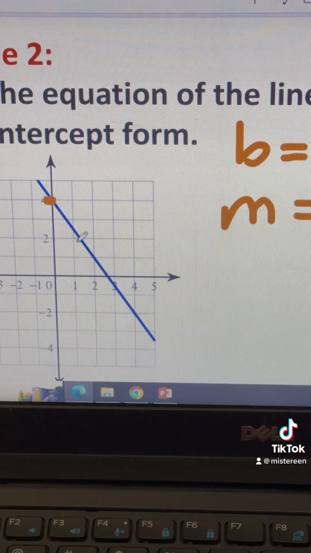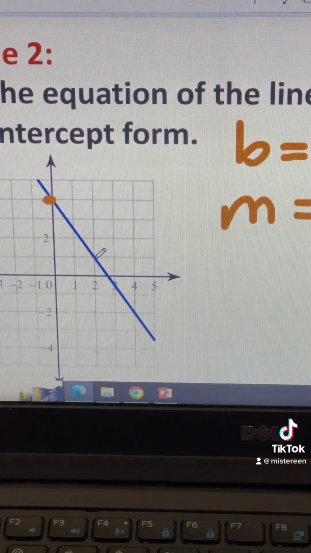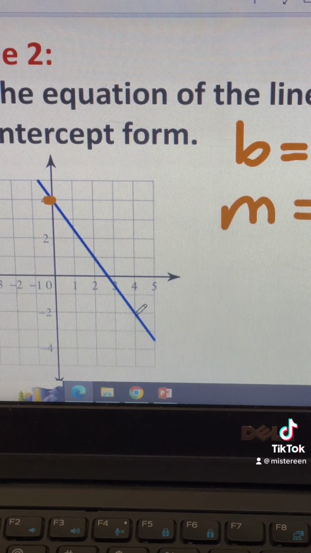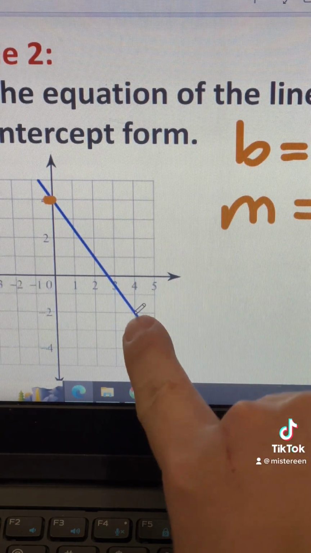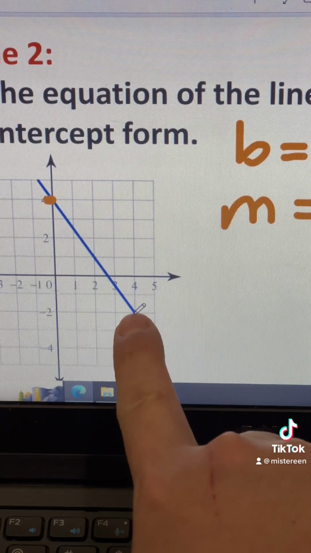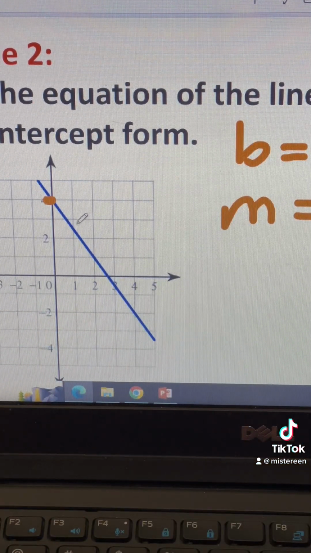So I can pick this point here, okay, because it's on the intersection of the grid. So that could be your point, or you can use another point, this point here. It doesn't matter as long as it's on the line and it's exactly on the grid. Okay, you will know because the numbers here are exact numbers like -2 and 4. Okay, so I'll just pick this one here. So this will be my second point.